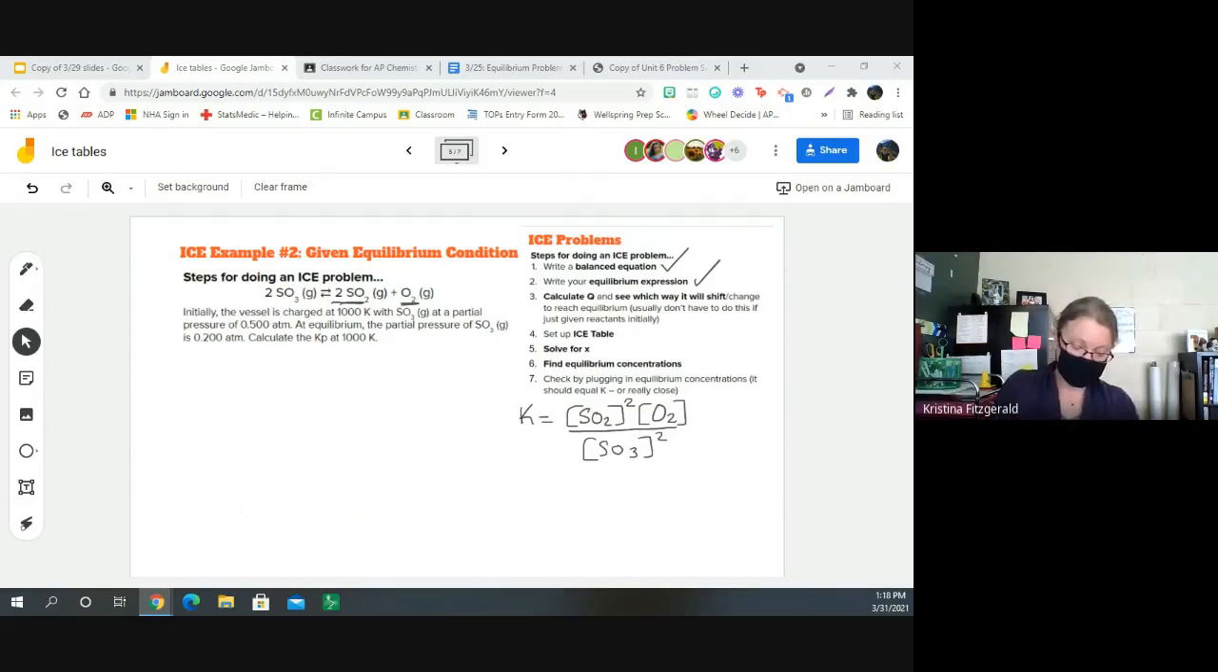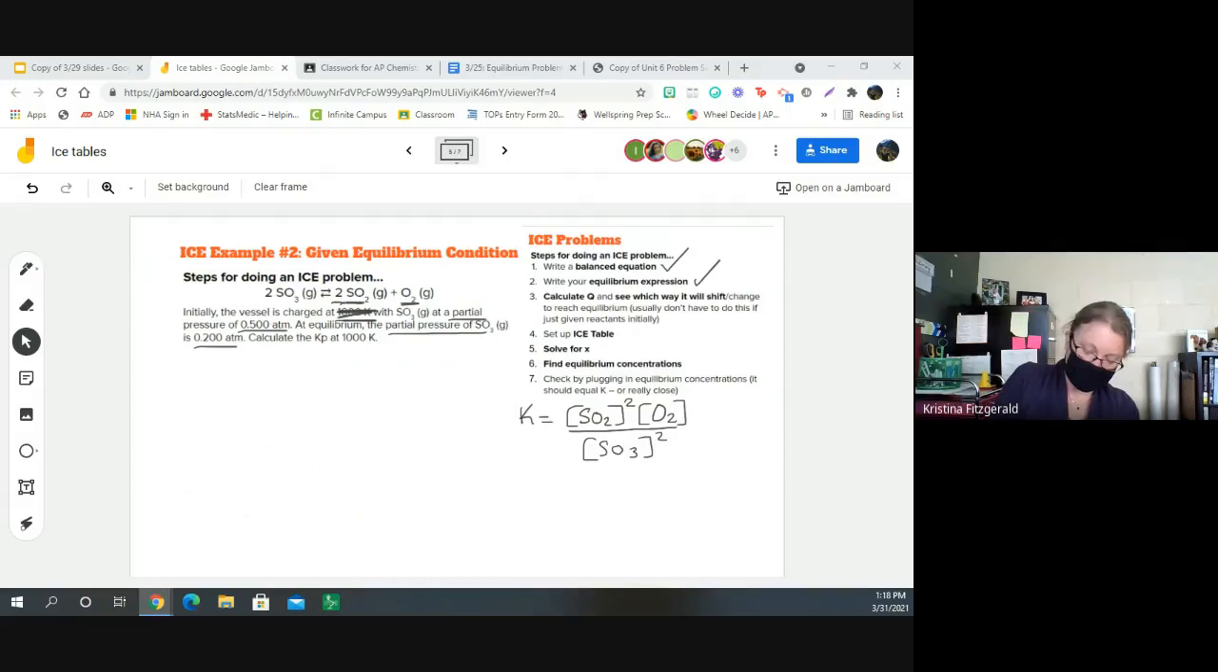So in this case, we have initially the vessel charged at that temperature. I don't think we really need temperature ever. I'm saying that lightly because I'm not totally sure either, but right now we don't. Okay, we have a partial pressure of 0.5 atms. At equilibrium, the partial pressure of SO3 is 0.2 atms.